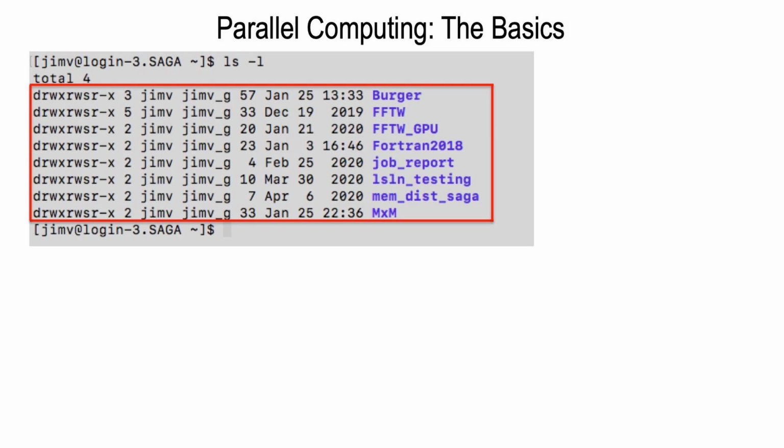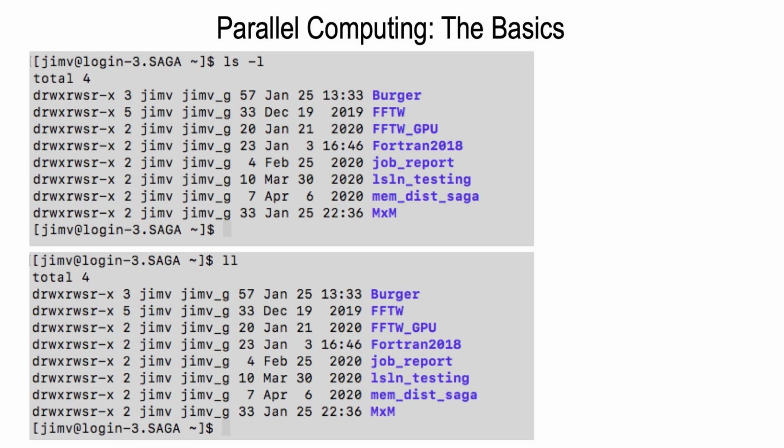This command is frequently used, so on the Saga Linux cluster, there's a shorter version or alias called ll. When you execute the ll command, it provides the same results as using the ls command with the L option. In fact, you can create your own short version or alias for any Linux command. We will discuss this in more detail later on.